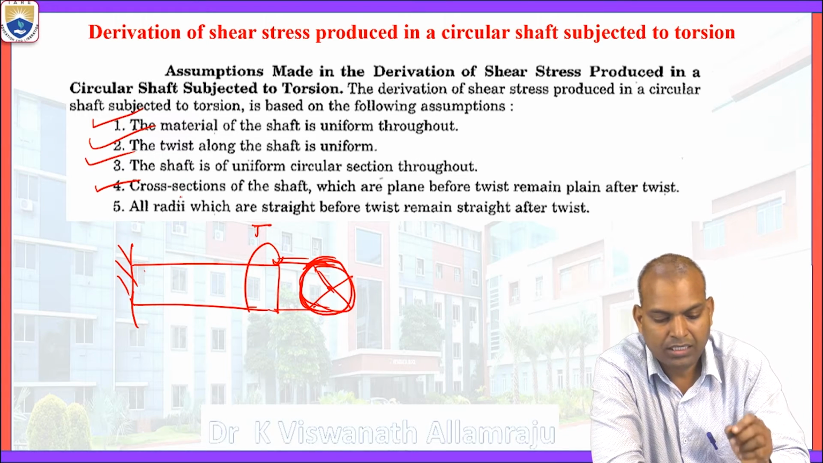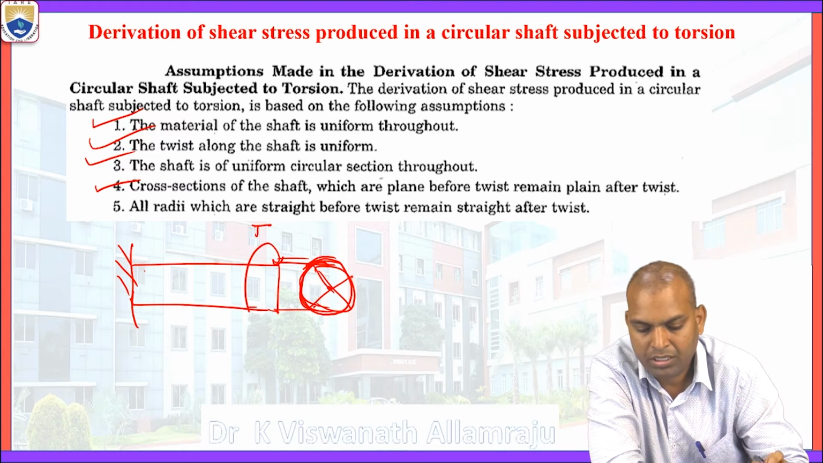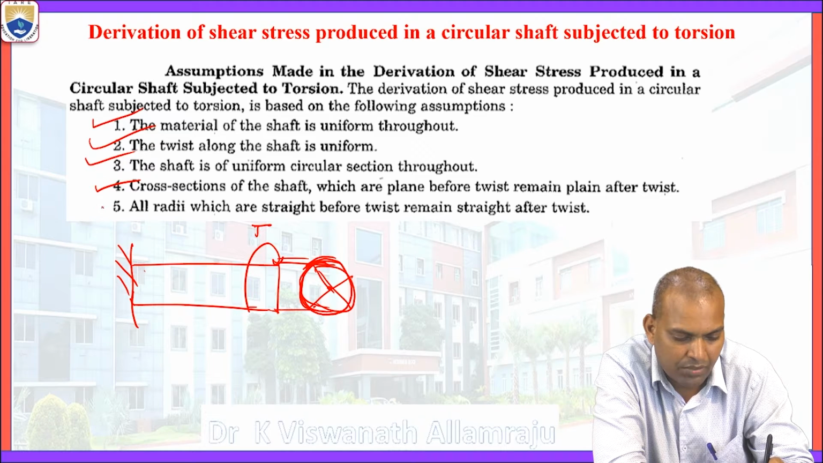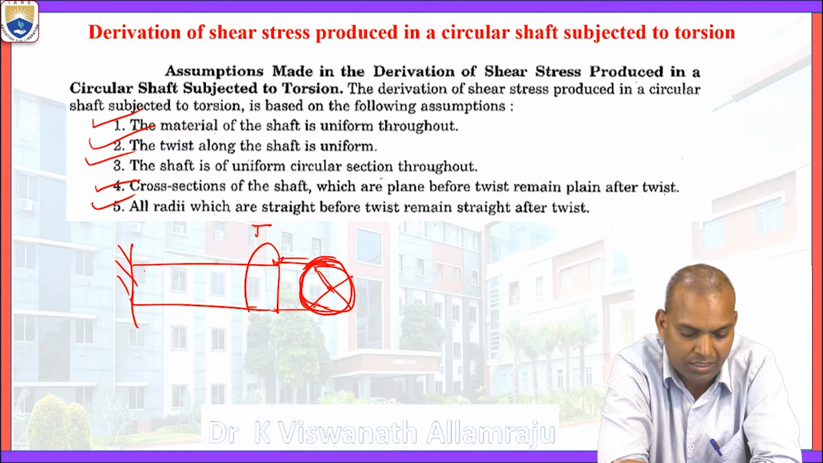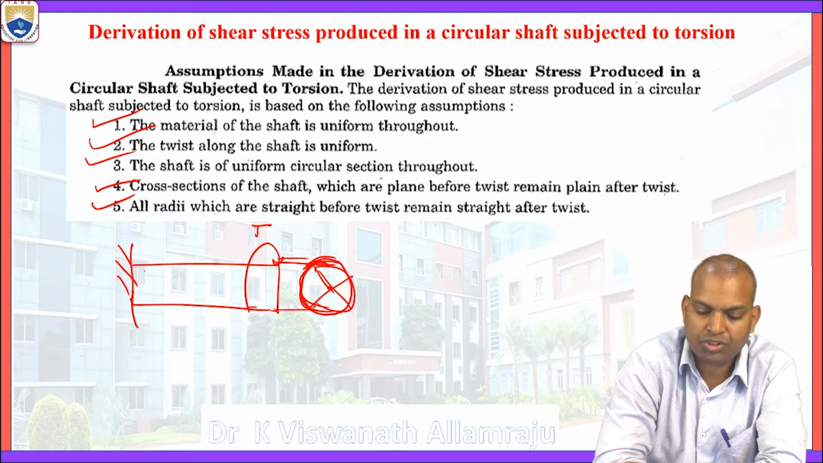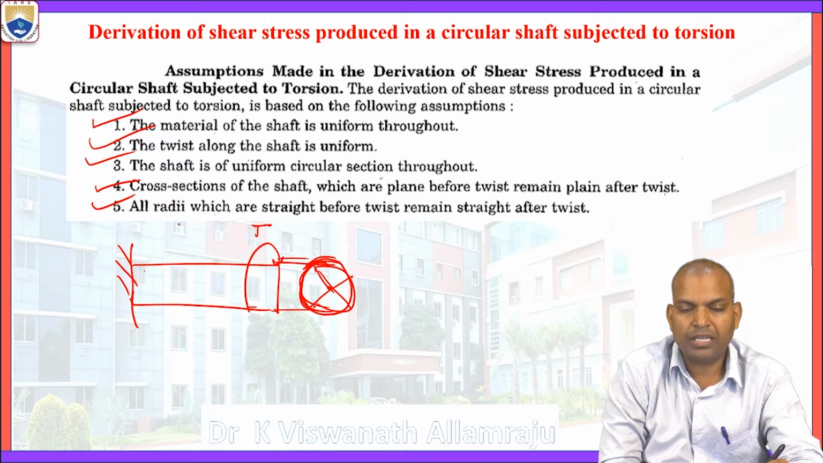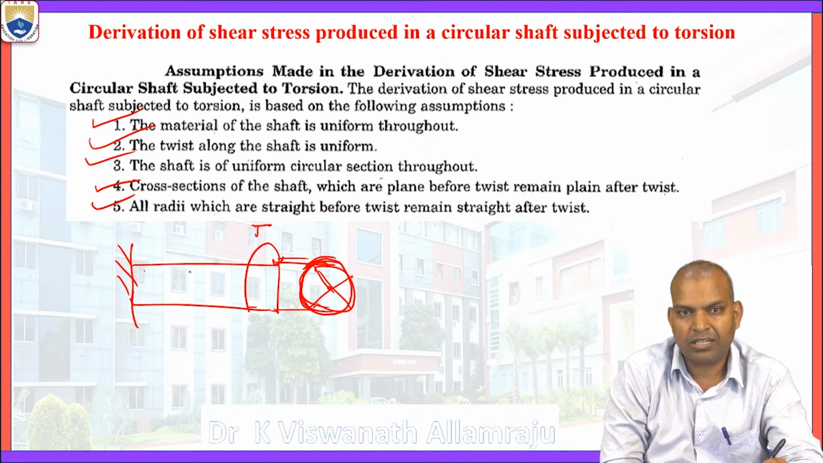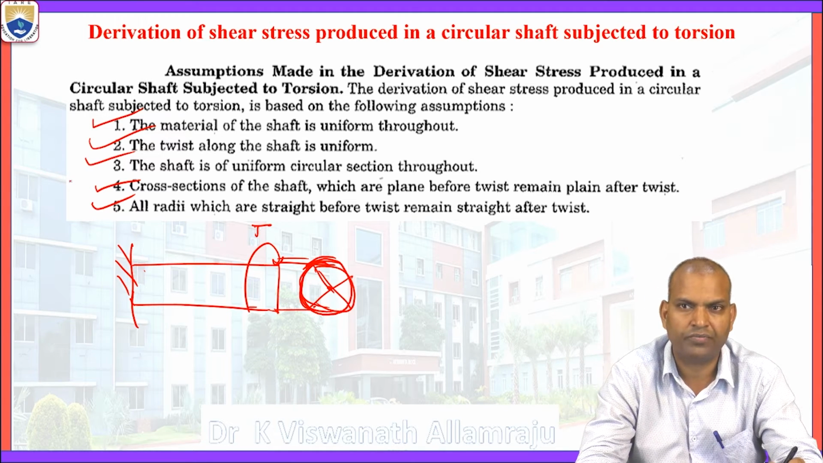The fourth assumption is that cross sections of the shaft which are plane before twist remain plane after twist. The planes remain the same. And finally, the fifth assumption is that all radii which are straight before twist remain straight after twist. There are no curved radial lines in the cross section of the shaft.